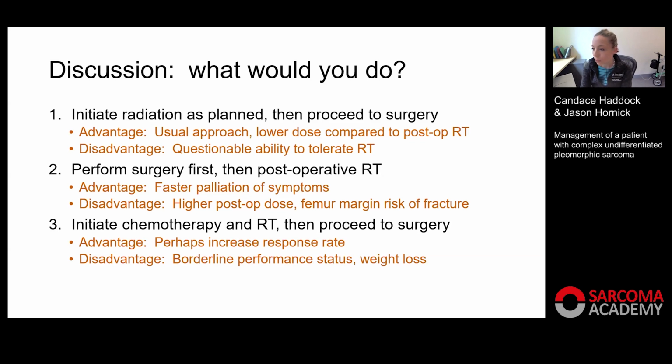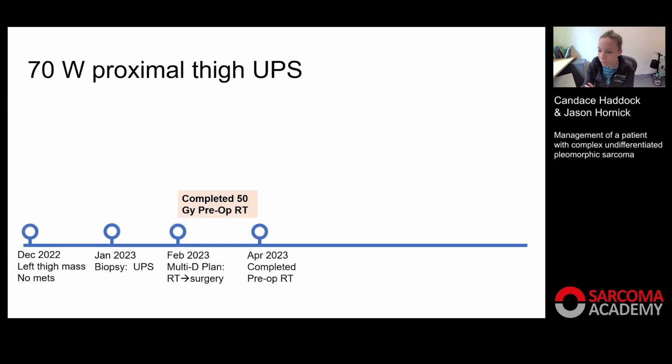For point 2, going to surgery first, this was something that I was actually advocating for because I was really worried about her ability to get through radiation. But in a multidisciplinary discussion with colleagues, it was brought up that there would be a higher dose, particularly to the femur, and that would put her at very high risk of fracture. So this was not favored either. And then we just discussed her performance status and being concerned that she would not tolerate chemotherapy.